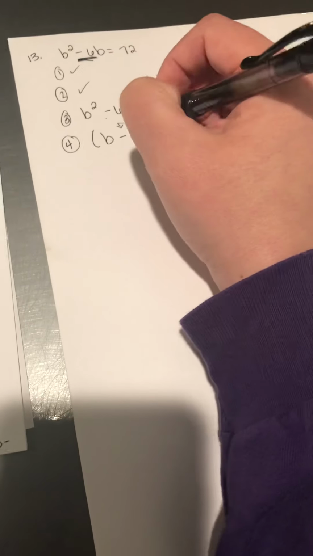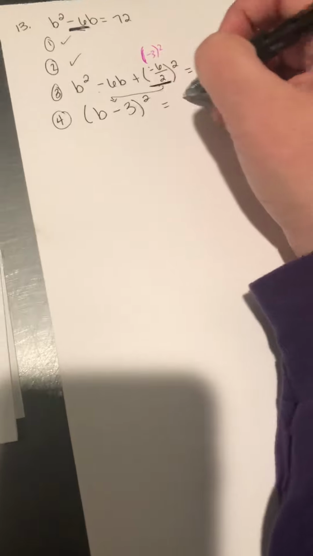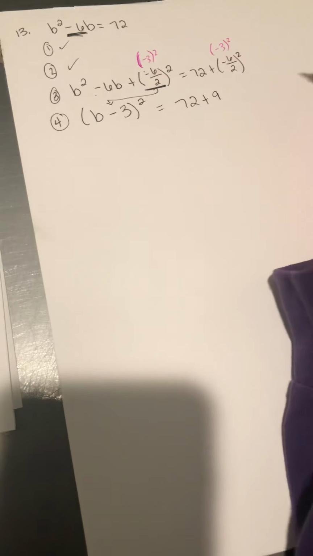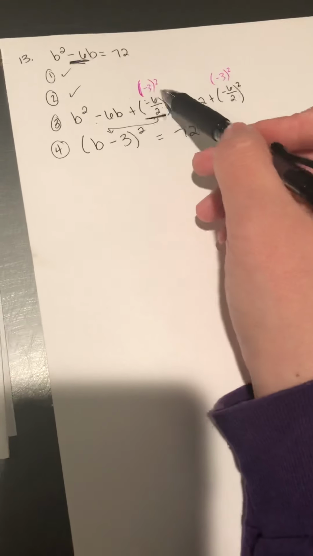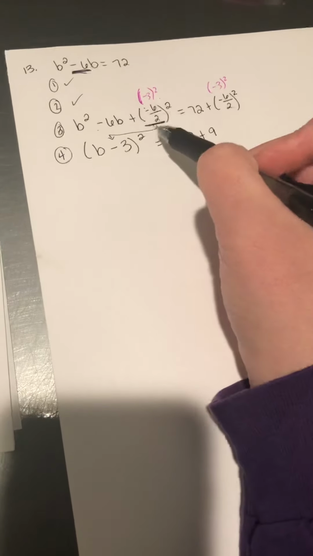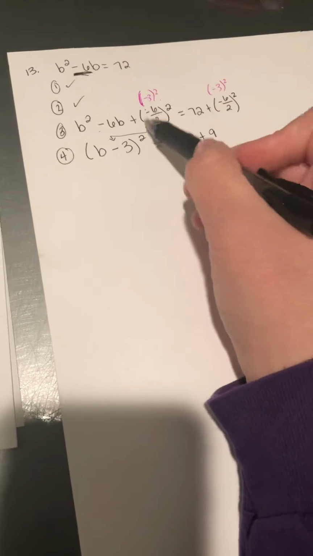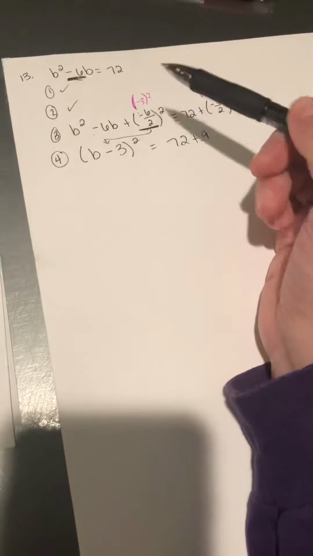So I've got negative 3, so (b minus 3) squared is equal to 72 plus 9. If you write plus 9 here, then you try to do (b plus 9) squared, but that's not it. It's whatever you've squared. So if it's negative, this will be negative. If this were positive, this would be positive.